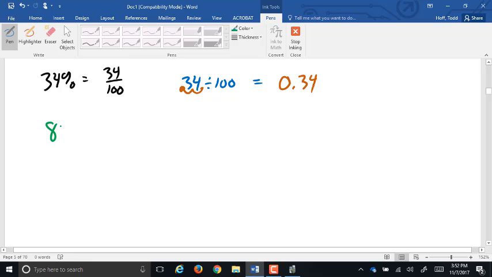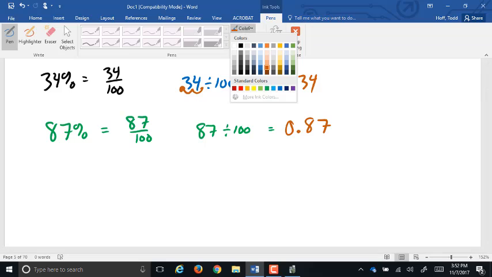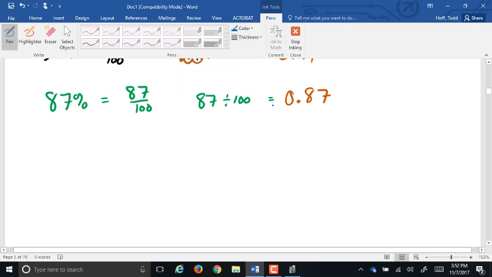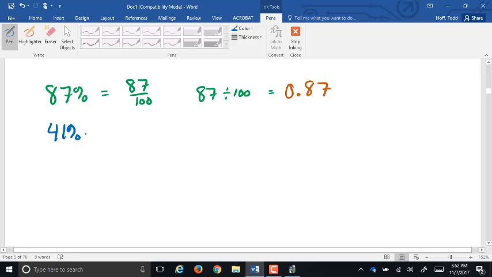If I had 87%, that's 87 over 100, or 87 divided by 100. It's just moving the decimal point, 0.87. So to go from a percent to a decimal, we're dividing by 100 or just moving the decimal point. So let's try a couple. 41%, what's that going to become as a decimal? 0.41, good. 287%, what's that going to become as a decimal? 2.87, good.